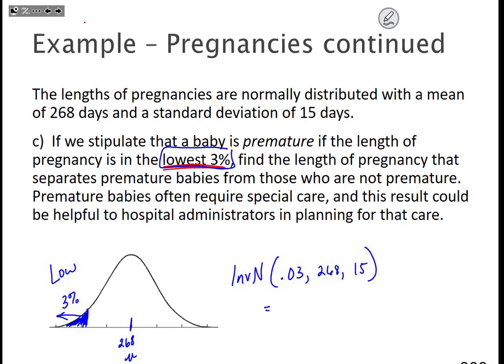Type those into your calculator and you get 0.78, which of course would round to 240 days. So the hospital administrators can know that about 3% of the babies are going to be born at 240 days or less of pregnancy.